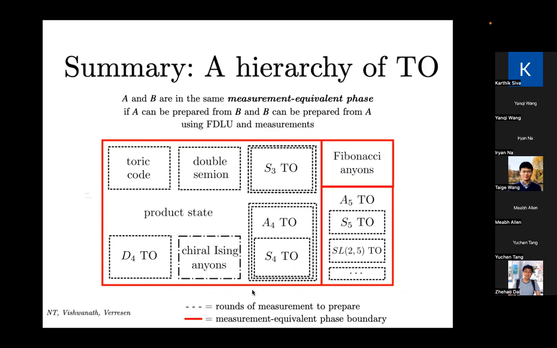using only one round of measurement. Here, the dotted lines tell you how many rounds you need to prepare it. For S3, we believe you still need two rounds to prepare it. So it gives you a hierarchy of states, by how many rounds you need to prepare them. Moreover, there are certain states, such as the symmetry group A5, that you cannot prepare efficiently. Some other examples are Fibonacci anyons. There's a similar argument that in some sense it's non-solvable, but that goes beyond the notion of group.